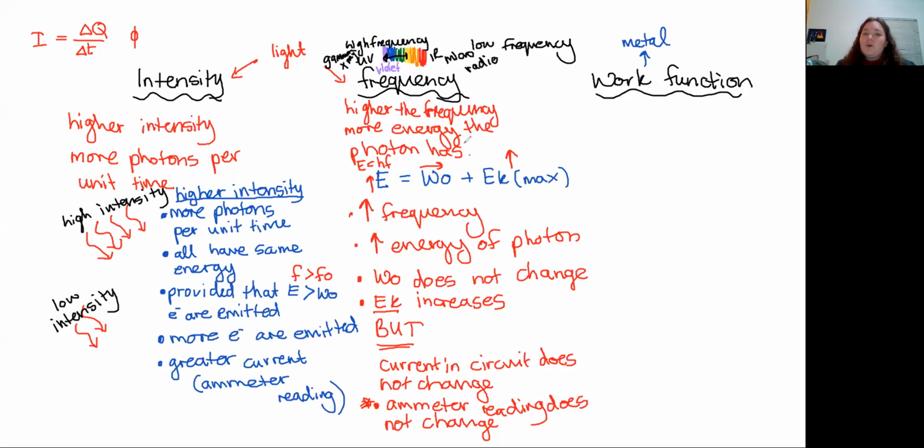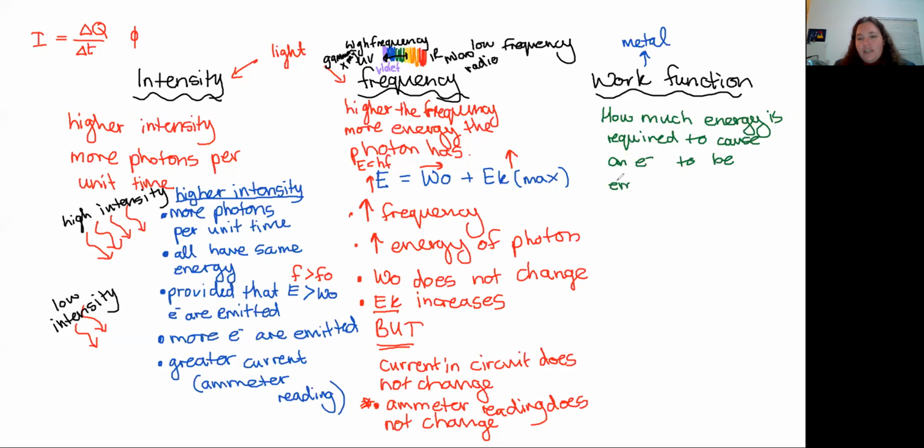Okay, so hopefully the idea of intensity makes sense. The idea of frequency makes sense. I'm going to quickly cover work function, then I am going to give you a chance to stretch your legs. The work function depends on the type of metal, and it effectively deals with how much energy is required to cause or allow an electron to be emitted.